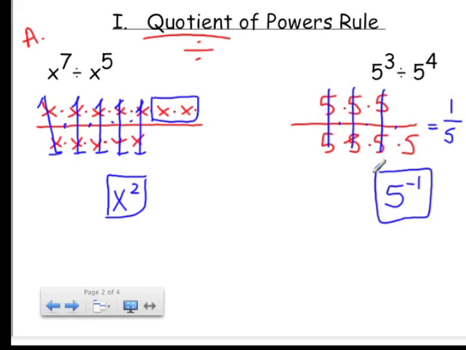And so to connect this to the rule, if you're dividing powers with the same base, like x to the 7th divided by x to the 5th, all you do is subtract the exponents, and you get x to the 2nd. The same thing worked here. 5 to the 3rd divided by 5 to the 4th, they have the same base, so you can divide them. And you subtract the exponents, 3 minus 4 equals negative 1. And 5 to the negative 1st was the same thing as 1/5. So that's a refresher of the rule quotient of powers.